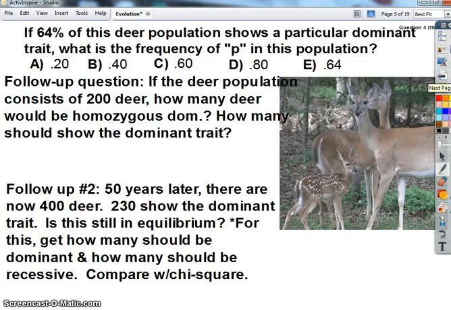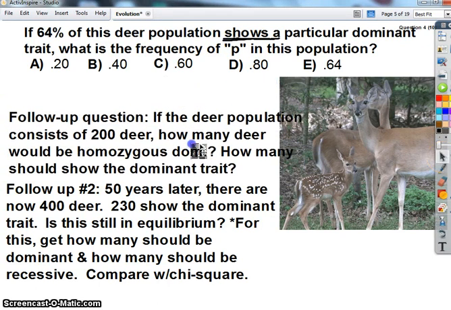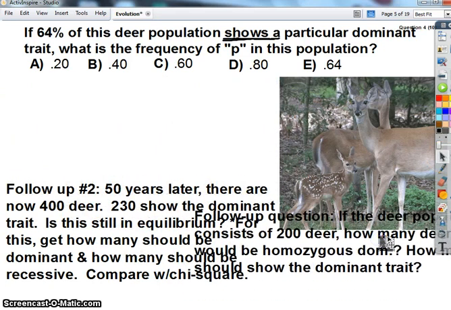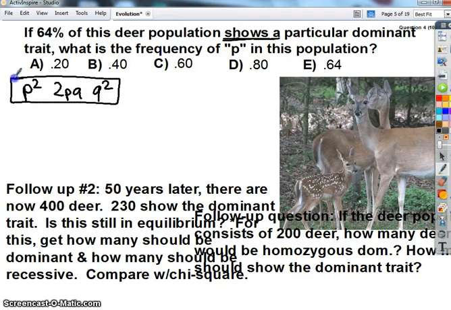Okay, so let's spend a little time on this one. So 64% of this deer population shows a particular dominant trait. If they say that it shows a trait, then they're definitely giving you something along the lines of p squared + 2pq + q squared, because this has to do with organisms showing traits, whereas p and q are allele frequencies, and they have to do with how common, let's say, capital A is versus lowercase a in the population. So if you say something about genes or alleles, they're talking about p or q.